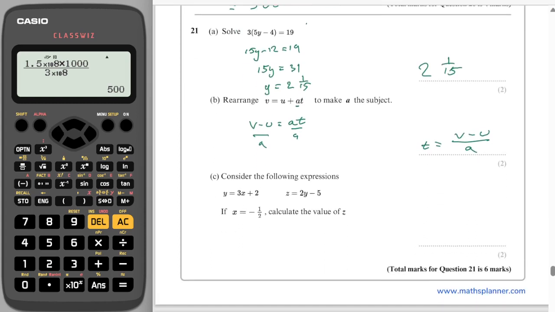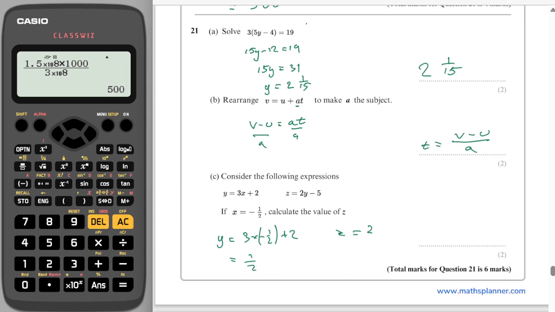And consider the following expressions. If x is equal to minus 2, calculate the value of z. Okay, so I'm going to start with the first equation. So y is going to be equal to 3 times minus a half. Put the minus in brackets, plus 2. So that's going to be minus 3 over 2 plus 4 over 2. So that would be 1 over 2. So z is going to be equal to 2.